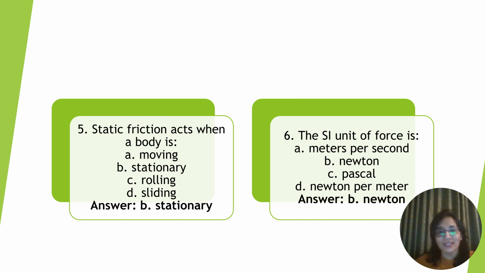Question number 5. Static friction acts when a body is moving, stationary, rolling, or sliding. So static friction acts when it is stationary. So the answer is B. The SI unit of force is, the options are meters per second, Newton, Pascal, or Newton per meter. And the answer is Newton.